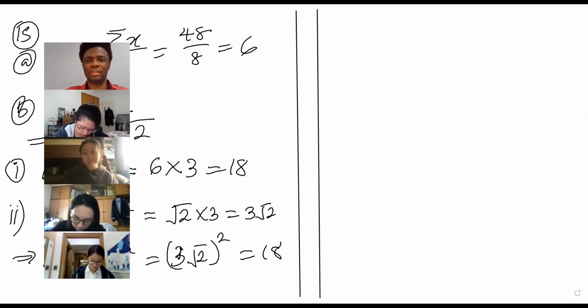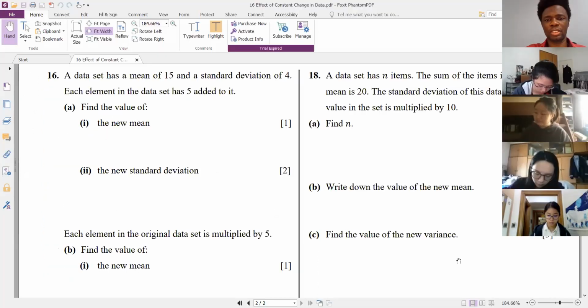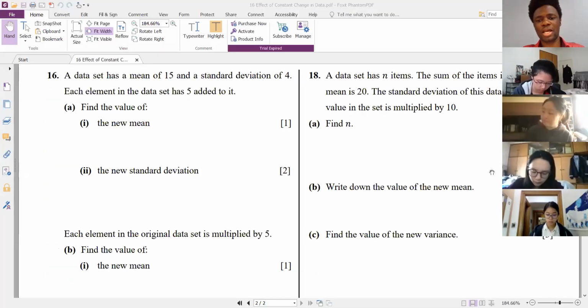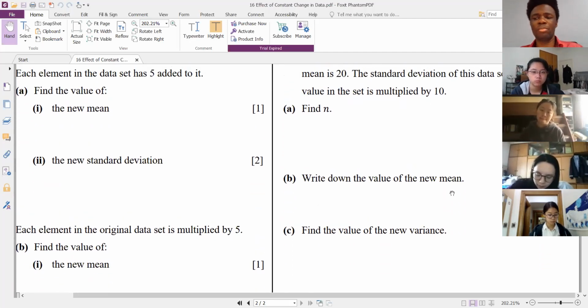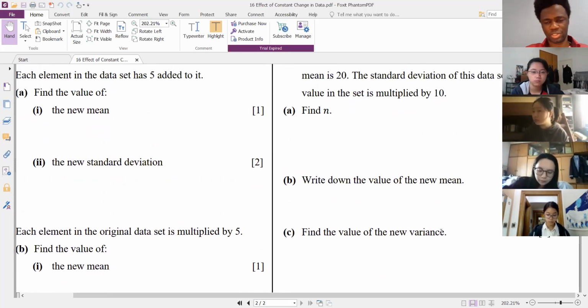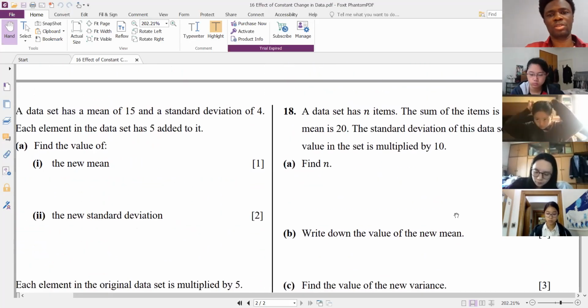All right, question 18. I'll share the question so we know what we are talking about. A data set has n items. The sum of the items is 800 and the mean is 20. The standard deviation of this data set is 3. Each value in the set is multiplied by 10. Find n, write down the new mean, and find the value of the new variance. So it's similar to what we have just done. Let's go back to the board.